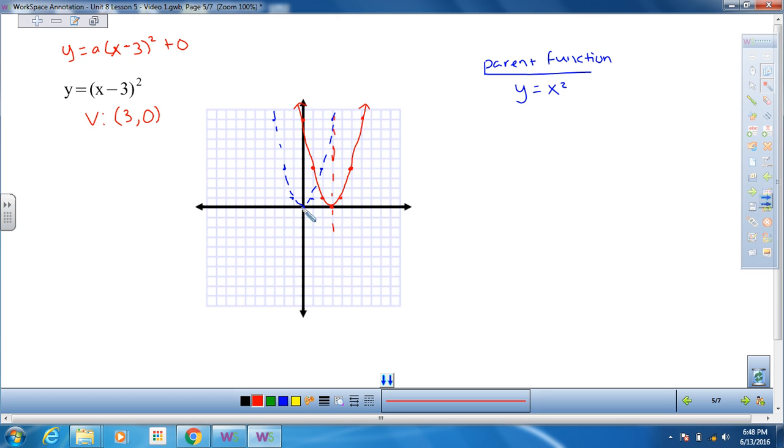You can always grab your parent function and then apply what are called transformations or translations, moving them left, right, up, down. Or, as long as there's not an a value, you can just use the pattern, like identify your vertex and then use the squared pattern. If none of that makes sense, you can always make a table.